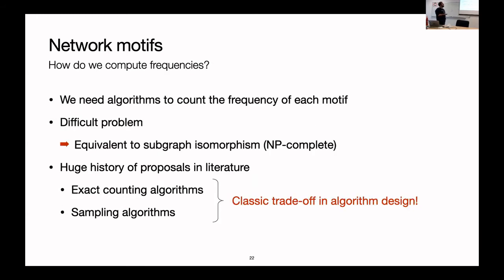So let's start by answering the first question. The idea is that we want to design algorithms to count the frequency of the motifs. This appears as a really difficult problem because it's equivalent to the subgraph isomorphism problem, which is NP-complete. There has been lots of work in the literature on this problem. In general, we have two classes of algorithm: exact counting algorithms and sampling algorithms, which is a classic trade-off in algorithm design in computer science. So we choose whether to have an exact solution to a problem, possibly slow, or an approximated solution to a problem, but in a more efficient way.